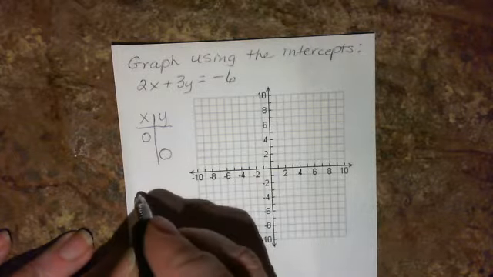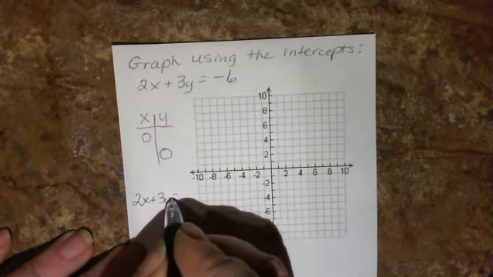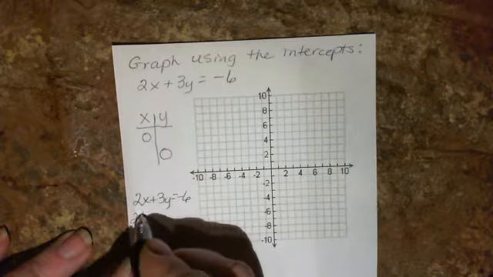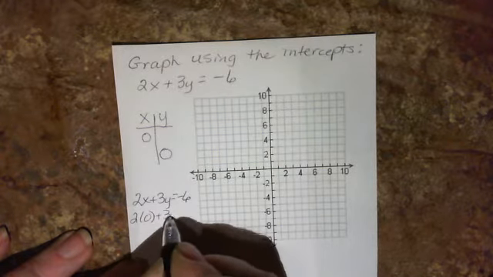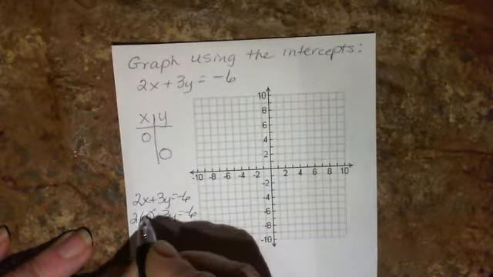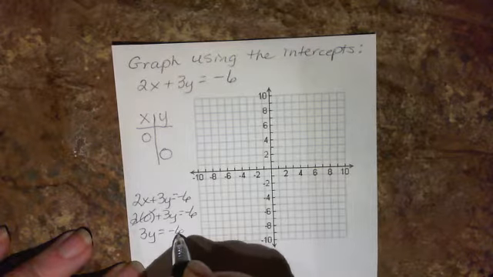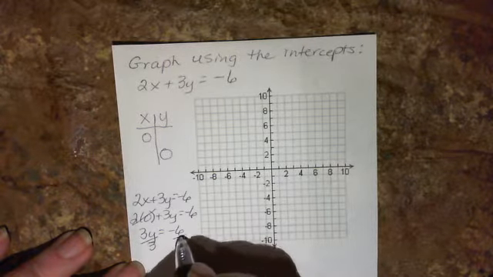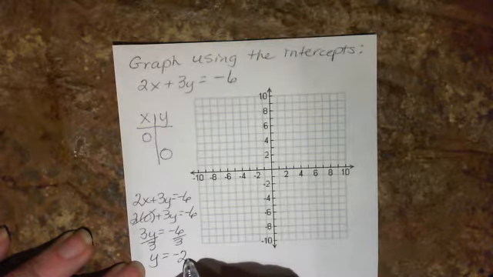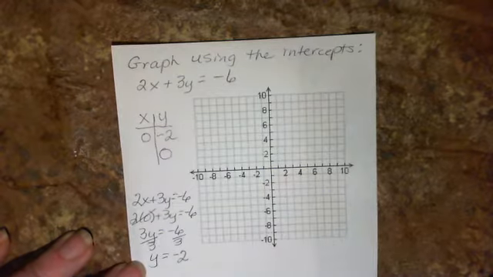So 2x plus 3y is equal to -6. We're going to replace x with 0, 2 times 0 is 0, so that leaves us 3y is equal to -6. Divide both sides by 3, and we get y is equal to -2. So y is equal to -2 when x is equal to 0.